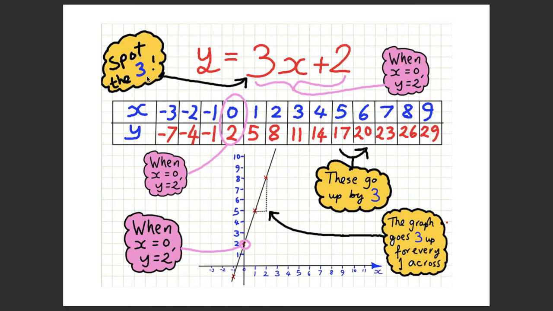So those things I've put in little color-coded clouds. The yellow are to do with the coefficient of x, the number in front of x, and the gradient. And then the pinks are to do with the plus 2 on the end, or the plus whatever it might happen to be in an equation that you've got. Okay, so pause the video and just write stuff down if you didn't get it done before.